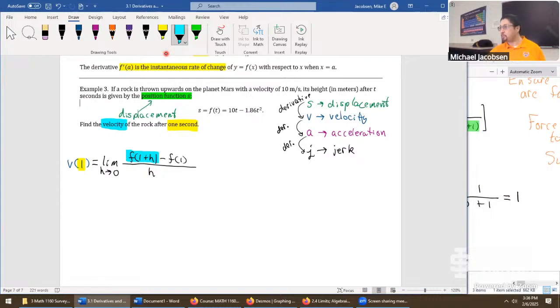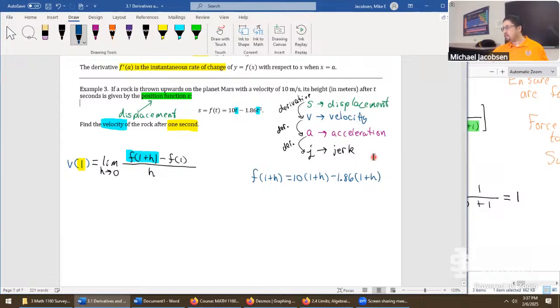F at 1 plus h means we're putting a 1 plus h here and here. That's a good one to do on the margin. That's a good amount of algebra. F at 1 plus h is 10 times 1 plus h minus 1.86 times 1 plus h, and that's squared. So working through this, we can distribute our 10 through. 10 plus 10h minus 1.86. Let's FOIL this one out.